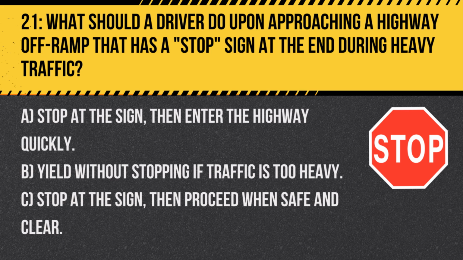Question 21. What should a driver do upon approaching a highway off-ramp that has a stop sign at the end during heavy traffic? A. Stop at the sign, then enter the highway quickly. B. Yield without stopping if traffic is too heavy. C. Stop at the sign, then proceed when safe and clear.